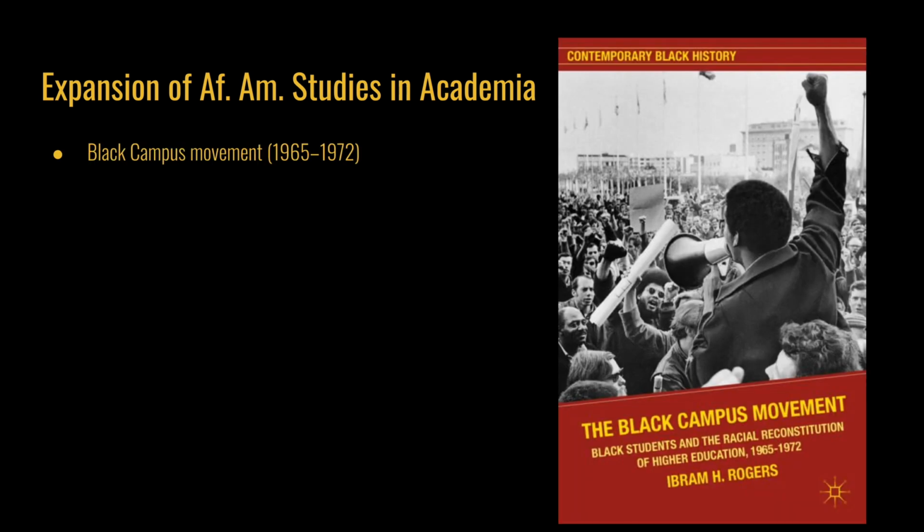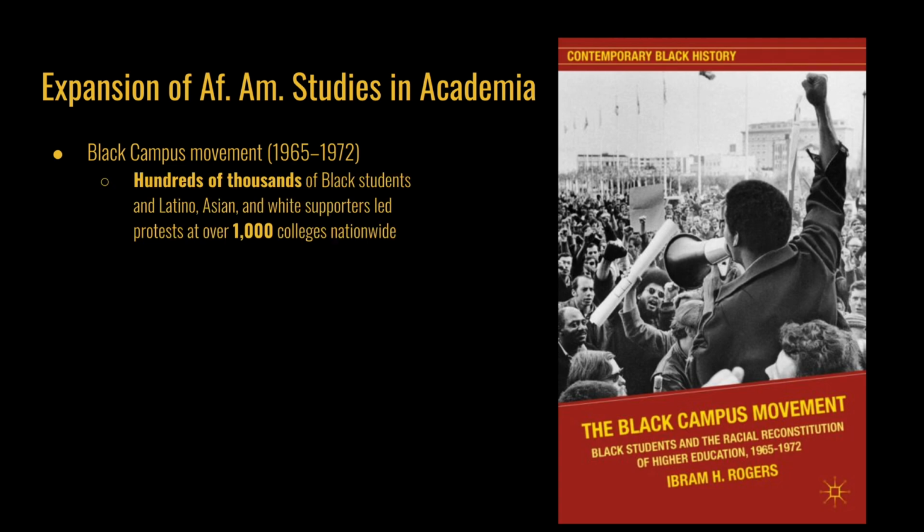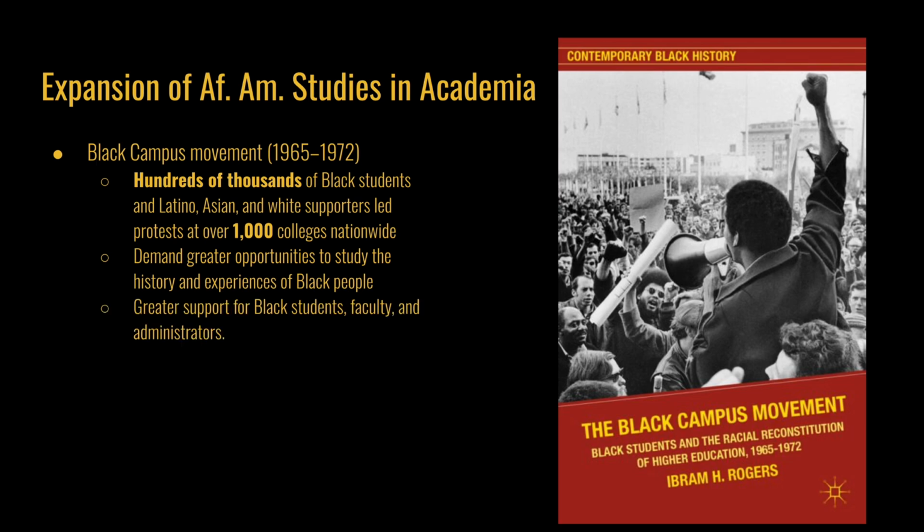From 1965 to 1972, the Black campus movement saw hundreds of thousands of Black students, along with Latino, Asian, and white allies, leading protests across over 1,000 universities and colleges. They demanded greater support for minority students and hiring of more Black faculty and staff, resulting in significant changes in higher education. One of the most notable outcomes was the establishment of Black Studies departments, with San Francisco State College, now San Francisco State University, being the first to create such a department following a 5-month-long student strike in 1968 to 1969. The movement also led to the expansion of curricula to include African American history, literature, politics, and culture, moving away from a predominantly Eurocentric focus.